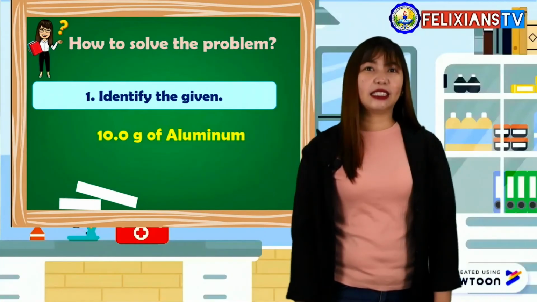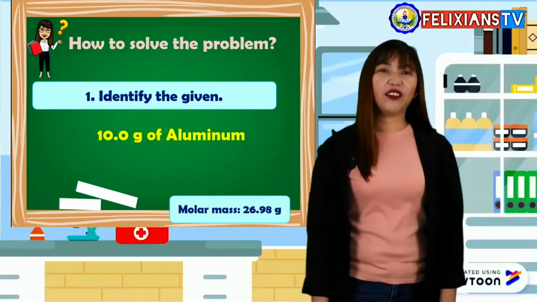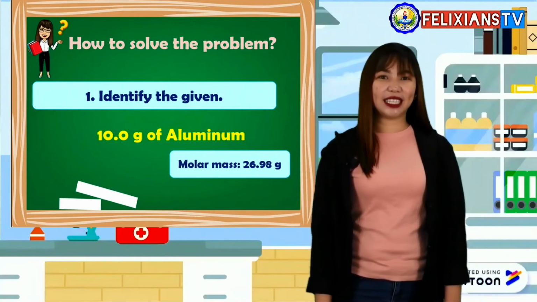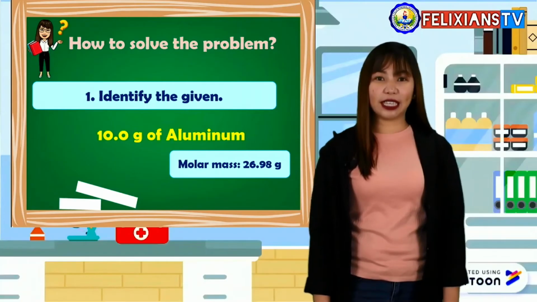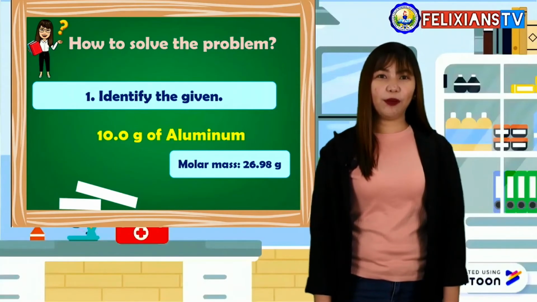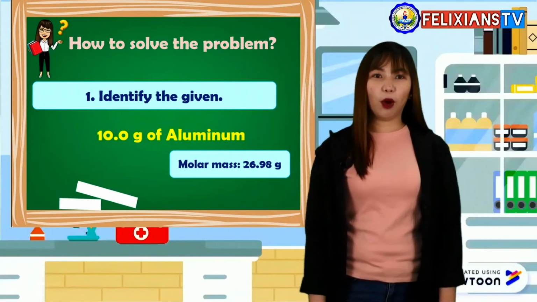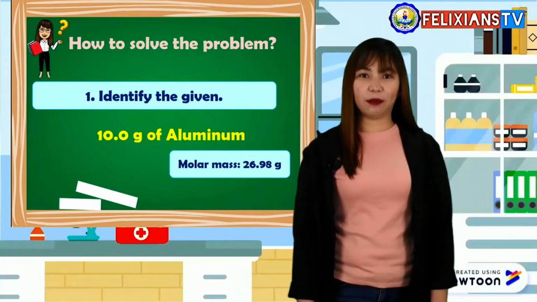What is the molar mass of aluminum? Very good! The mass of 1 mole of aluminum is 26.98 grams. The sample we are considering has a mass of 10.0 grams. We calculate the number of moles of aluminum atoms in 10.0 grams by using the equivalence statement. 1 mole of aluminum is equal to 26.98 grams of aluminum.